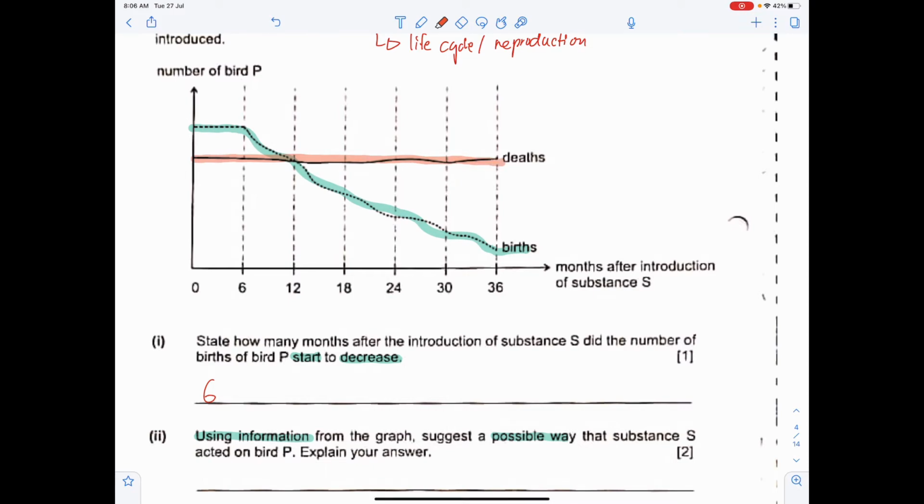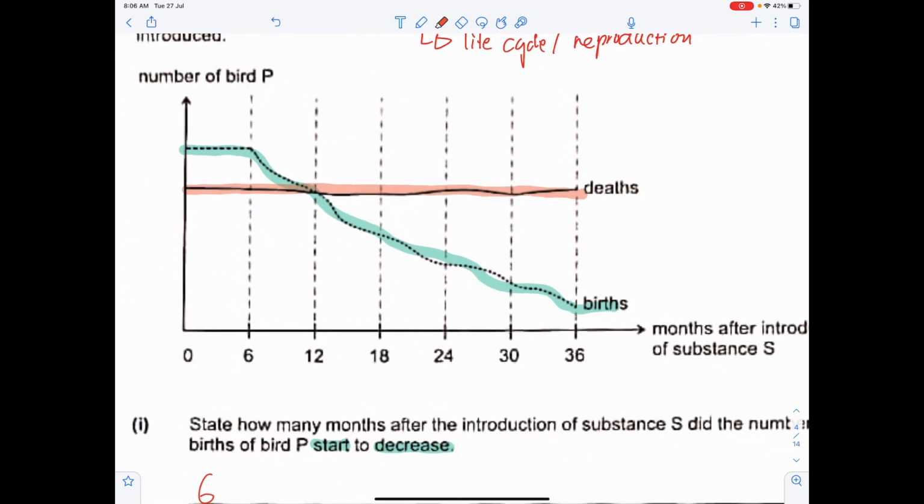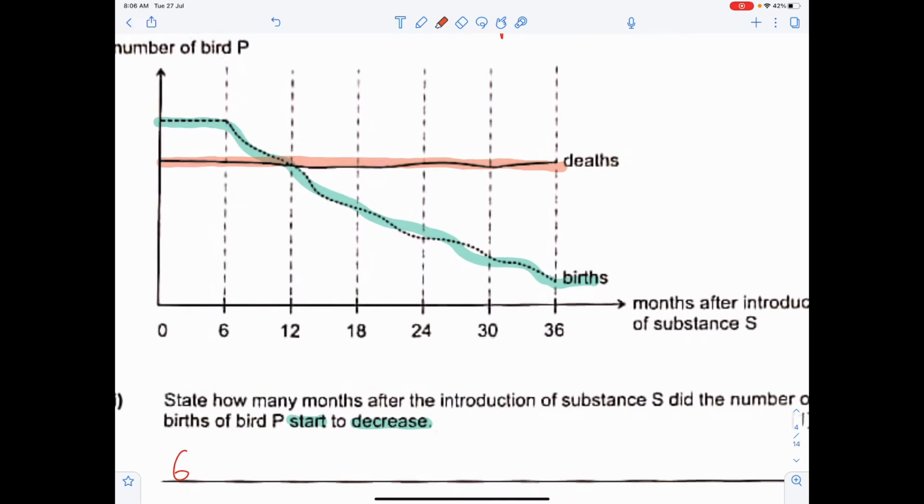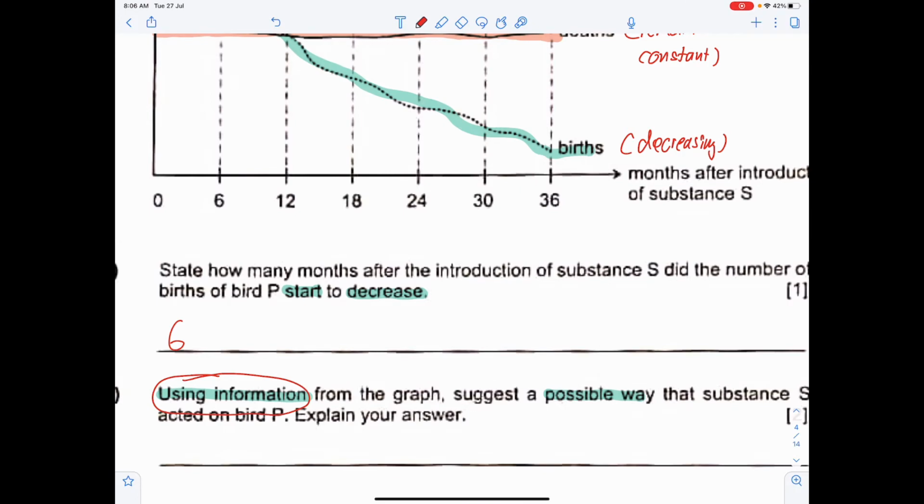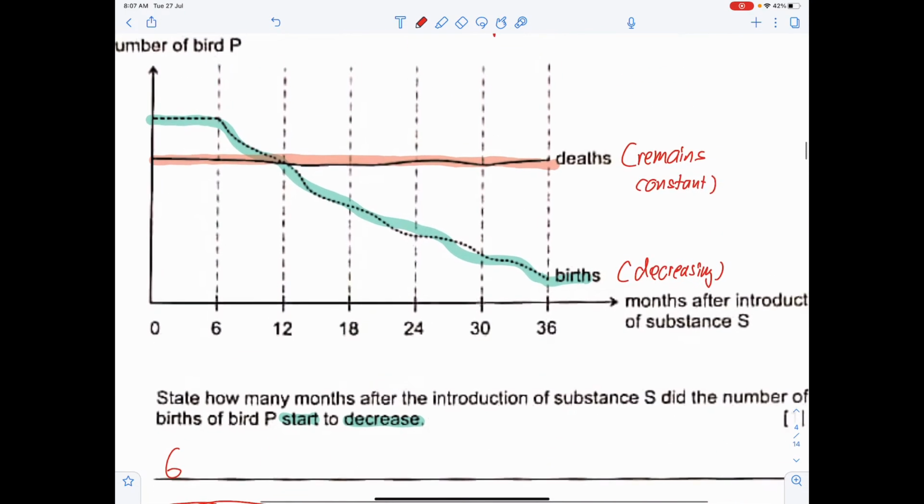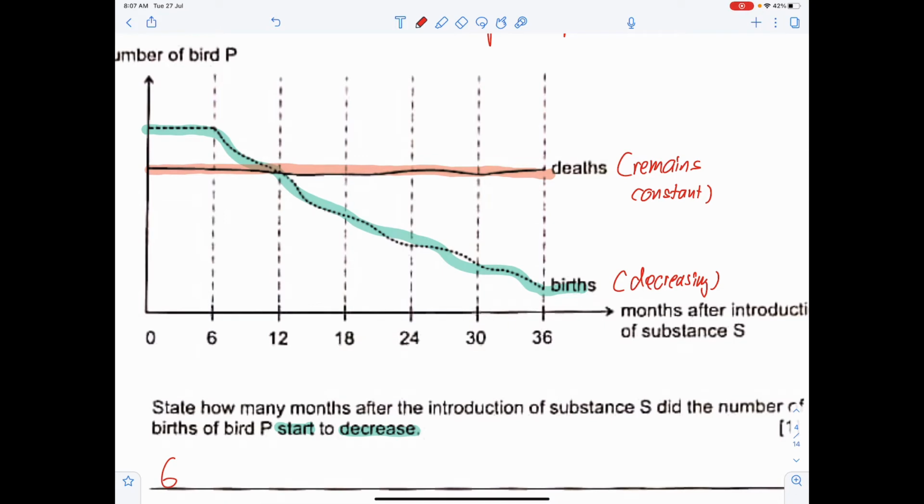Then after that, you need to ask yourself, what is the most outstanding part about the trends? All in all, there are 2 general trends. The first one is that your death remains relatively constant, unchanged, the same. Whereas your birth is decreasing. Because the question already gave you a hint, you have to use information. So somewhere in my answer, definitely I have to talk about the birth rate decreasing and the death rate remaining constant.